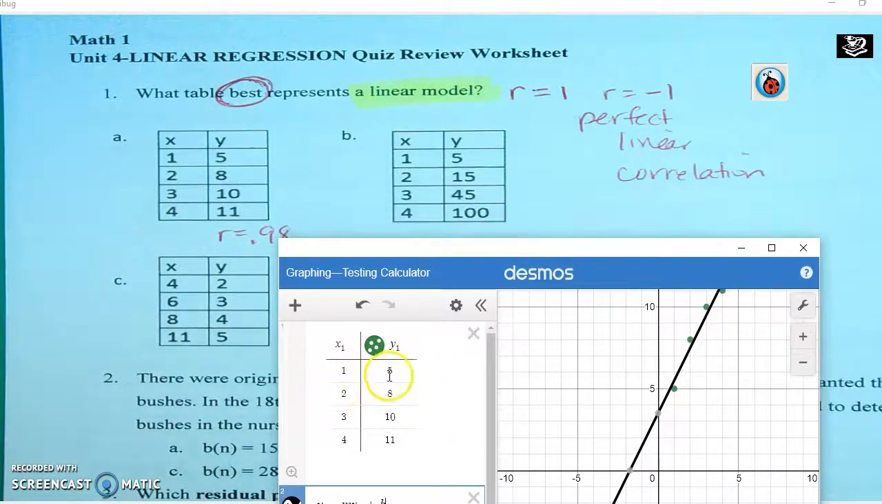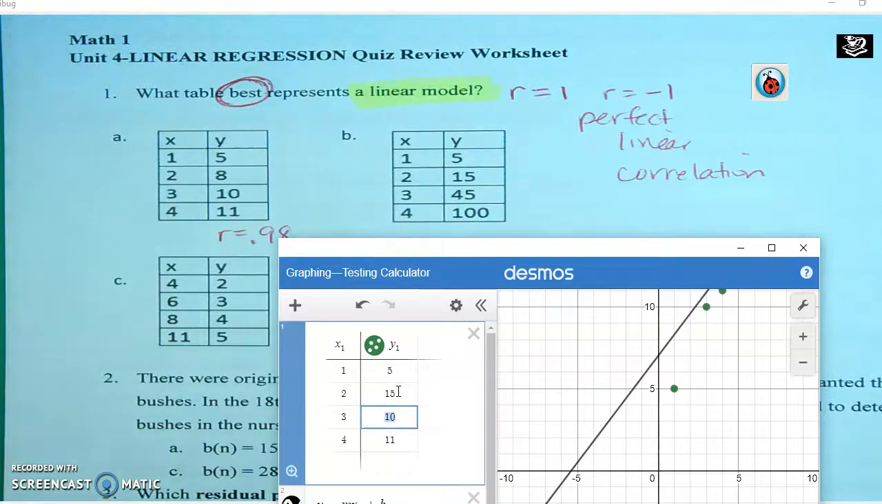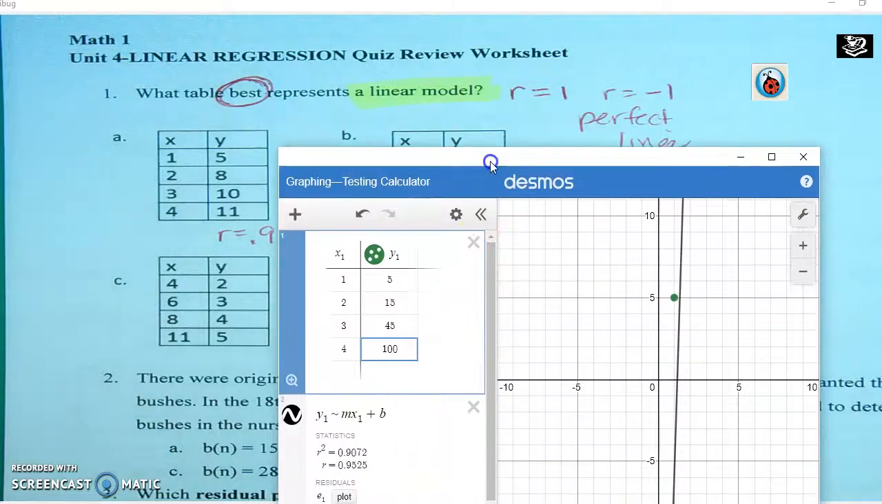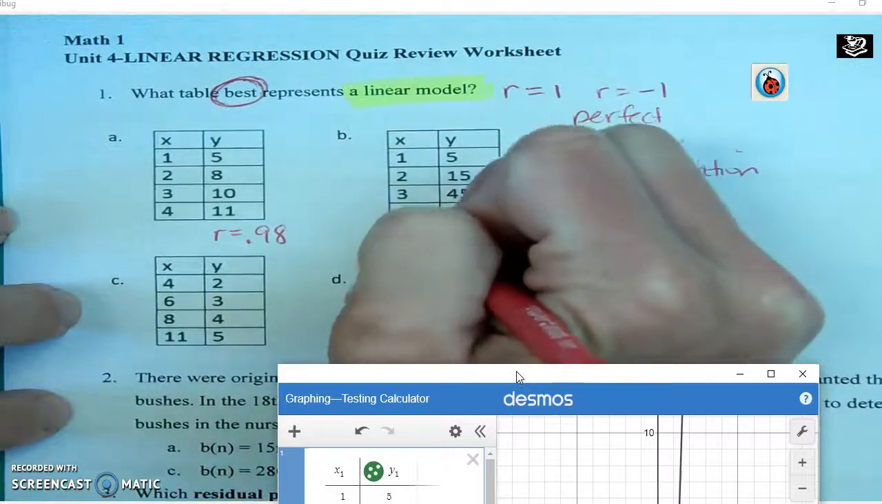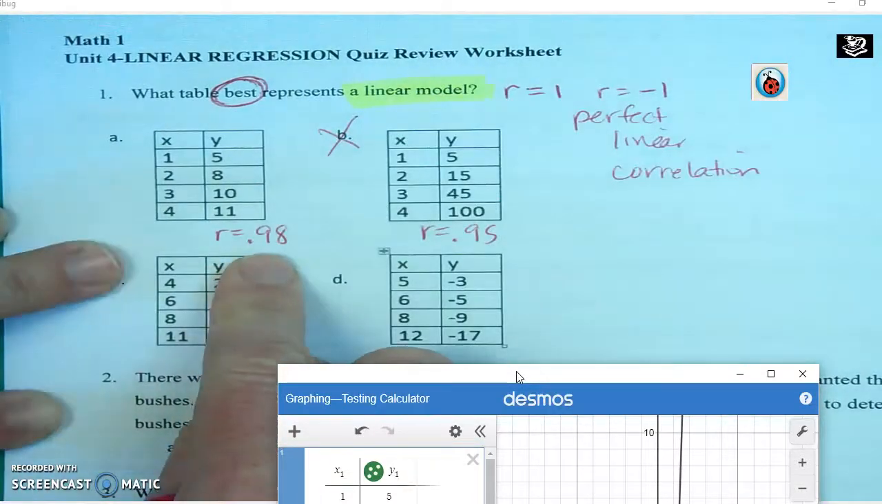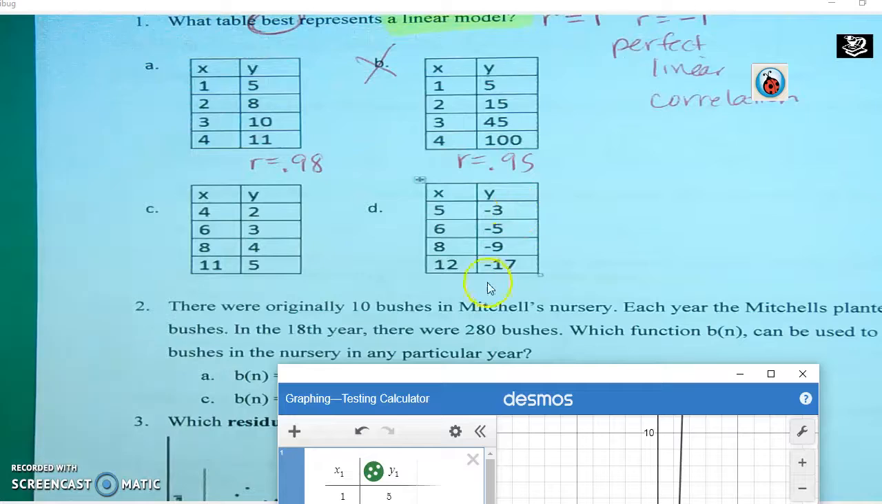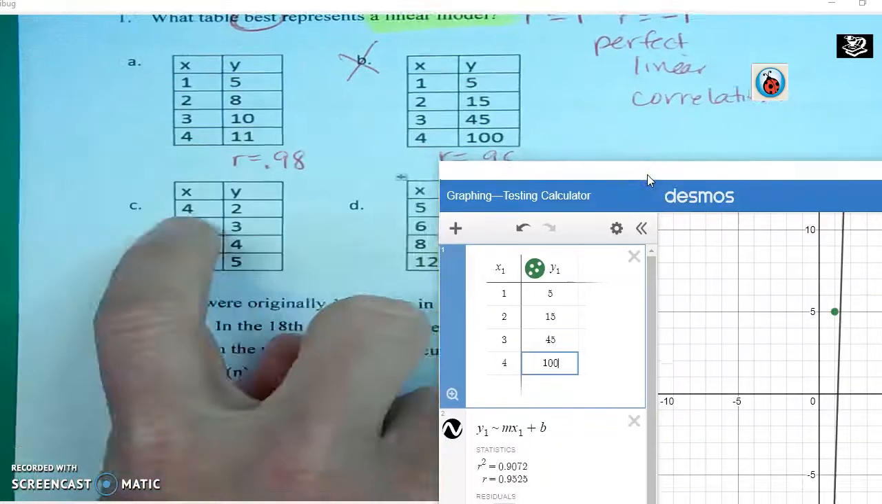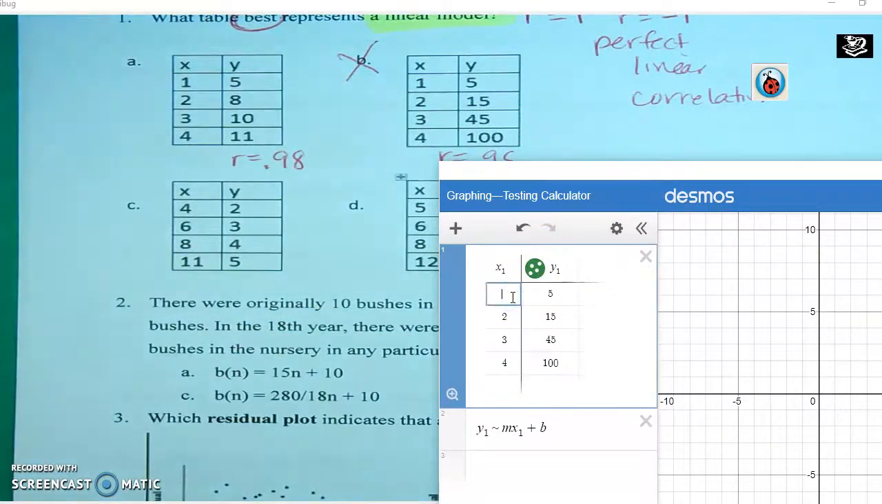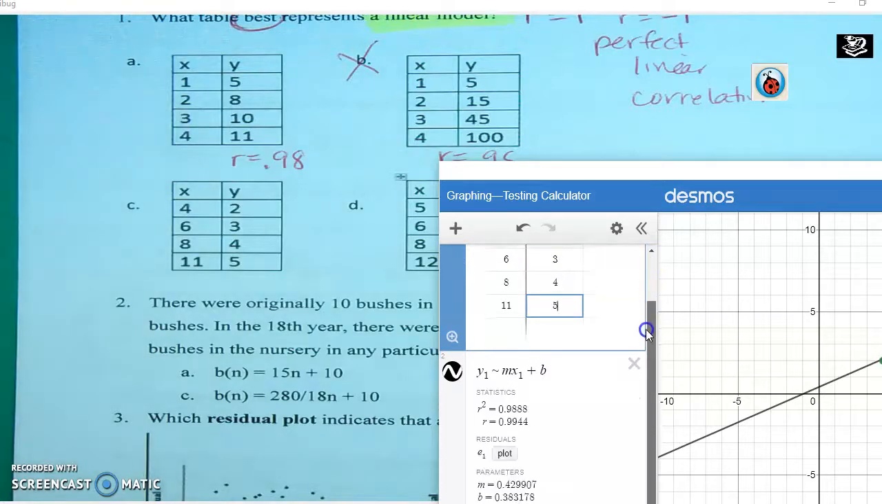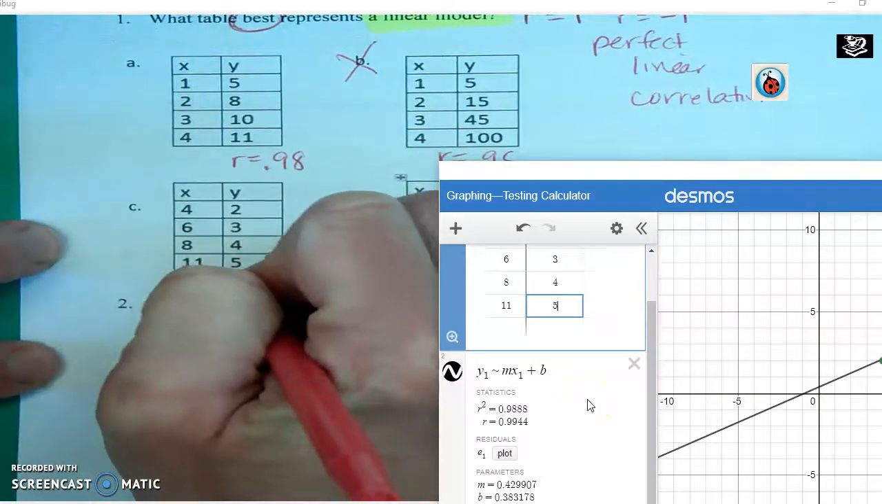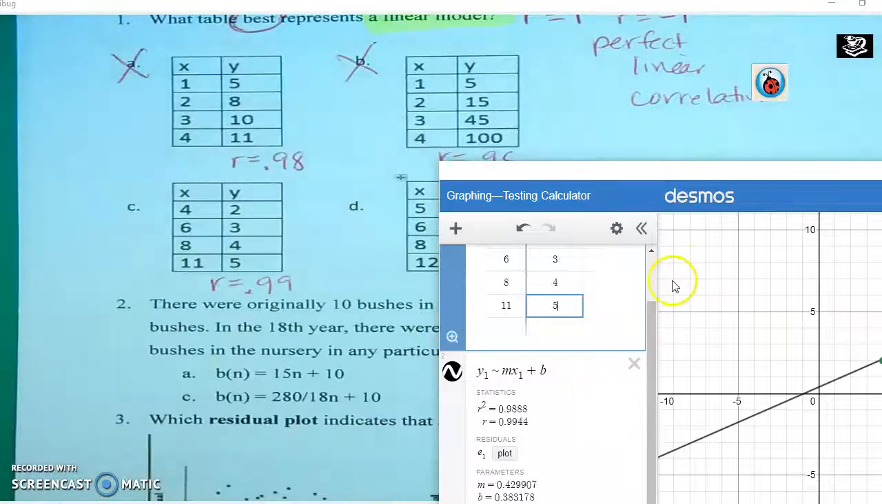So I don't need to delete anything. I just need to change these. Now I'm typing in answer choice B, and I'm going to look at the R value for this one. The R value for this one is 0.95. So I definitely know that's not the answer because 0.98 is closer to 1. All right, now I'm going to type in C. If you notice, C is not 1, 2, 3, 4, so I'm going to have to do all the numbers: 4, 6, 8, and 11, 2, 3, 4, and 5. And my R value for this one is 0.99, which means I know now A is not the answer.